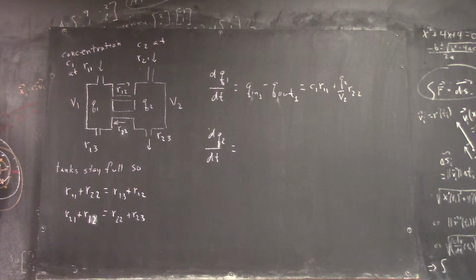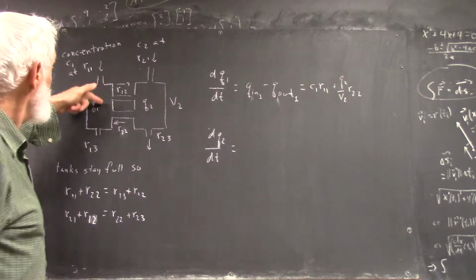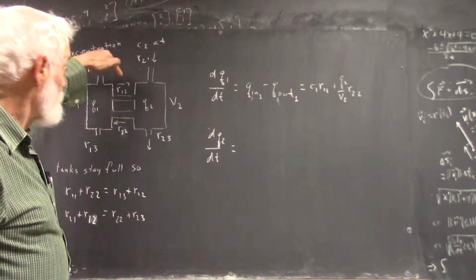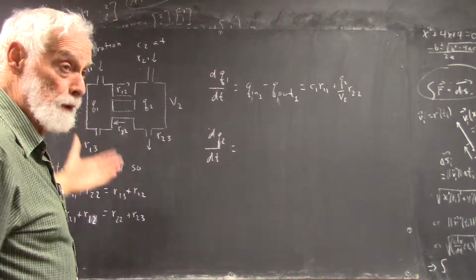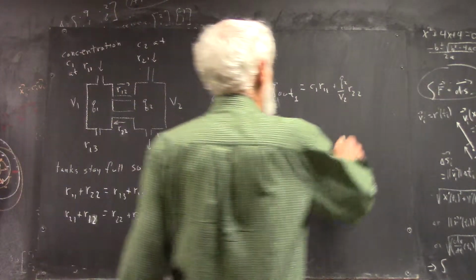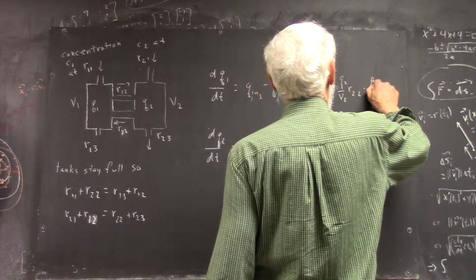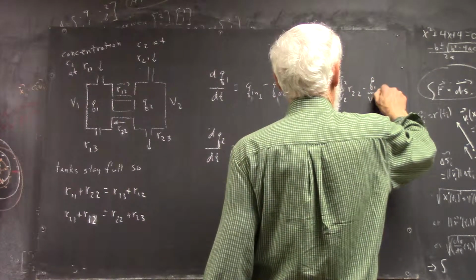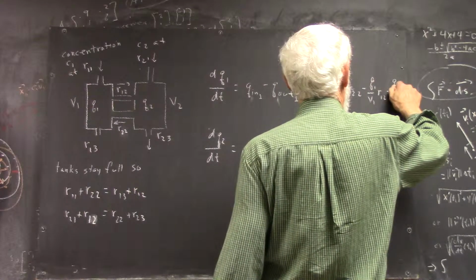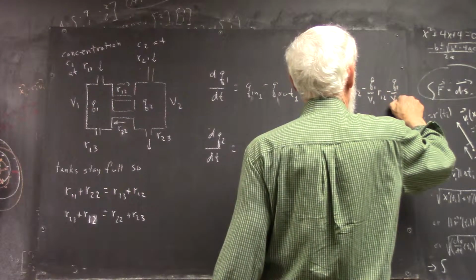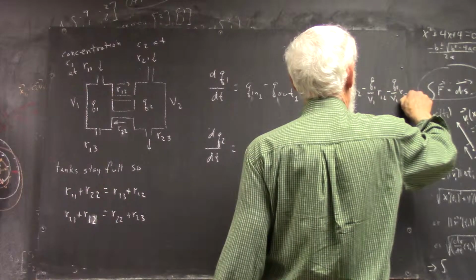So, what's going out? Q1 divided by V1 times R12. Yeah. Concentration that goes this way times the rate at which it goes. And the concentration is Q1 over V1. Okay? And then, same thing, minus Q1 over V1 times R13.